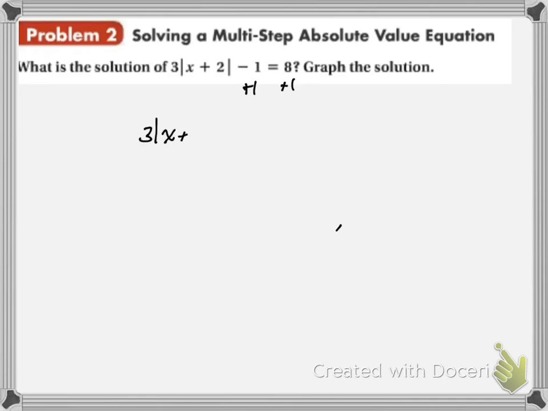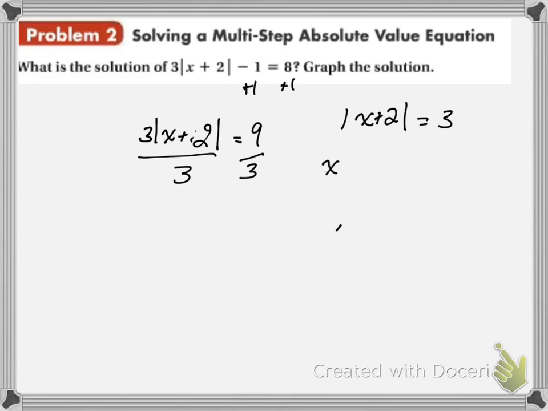3 times the absolute value of x plus 2 equals 9. Divide by that 3. So I get the absolute value of x plus 2 equals 3. So again, this is now where you have your two answers. x plus 2 could equal positive 3, or x plus 2 could equal negative 3. Subtract 2, x equals 1, or subtract 2, x equals negative 5.